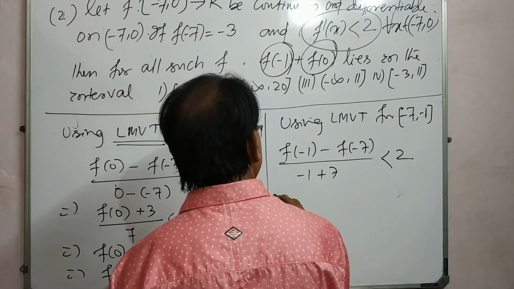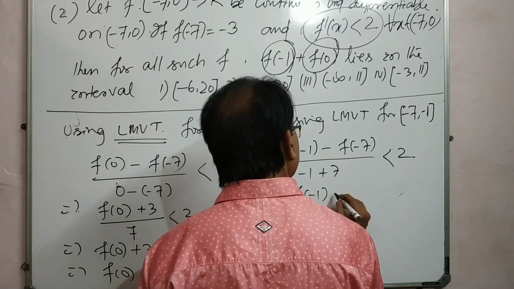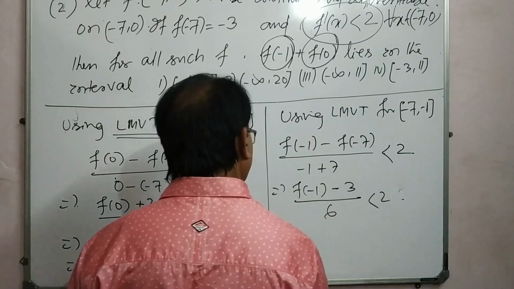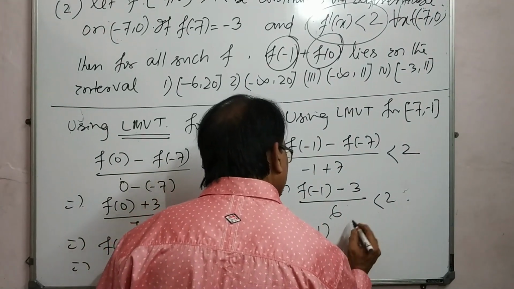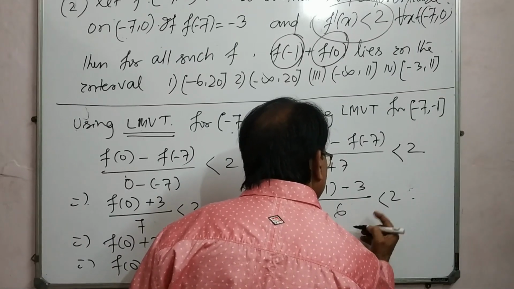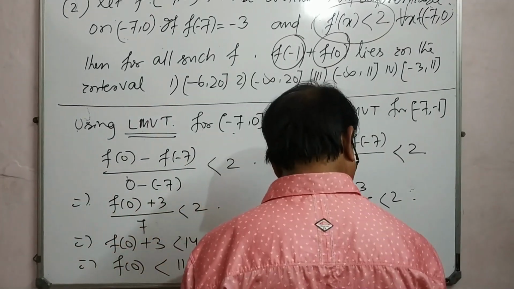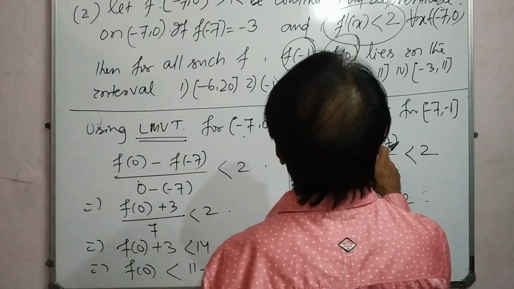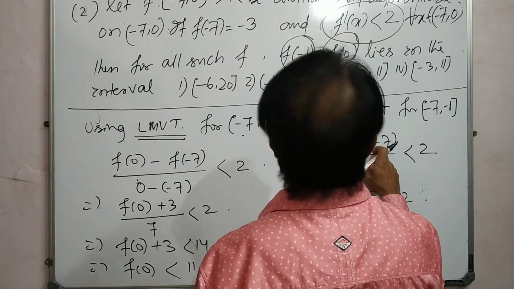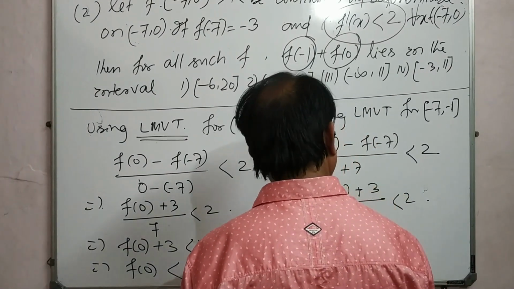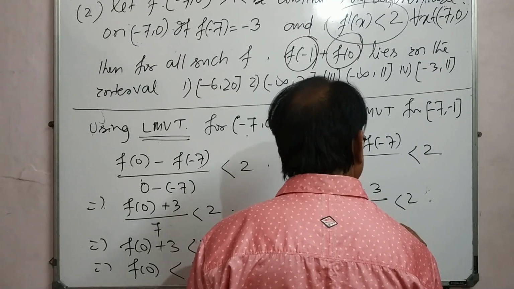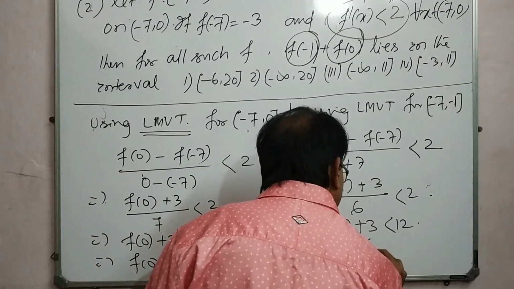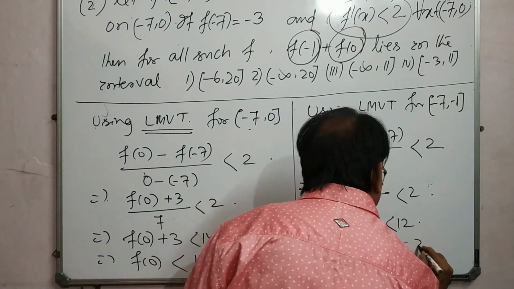Here it is the same thing. What we are getting, f of minus 1 minus f of minus 7, is 3, and this is 6, less than 2. And what we are getting here, f of minus 1 minus f of minus 7, where f of minus 7 is minus 3, becomes plus 3, and 6 to the 12, and f of minus 1 here is less than or equal to 9. Make it equation 2.